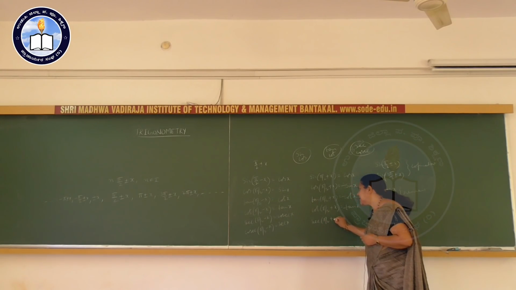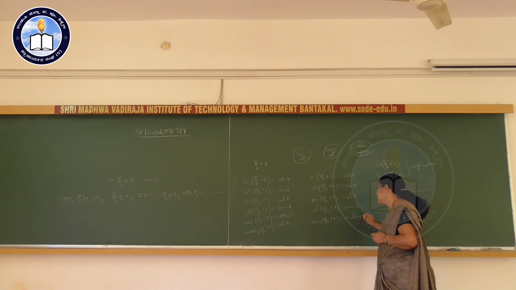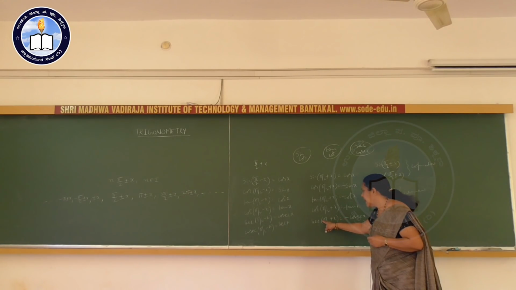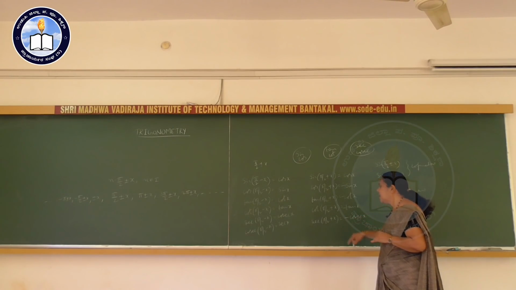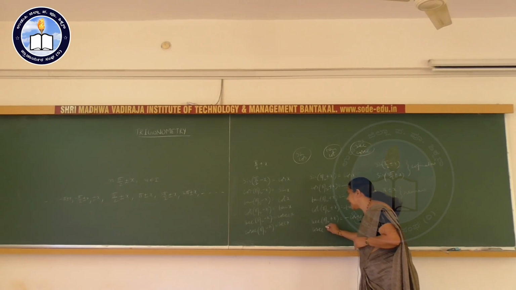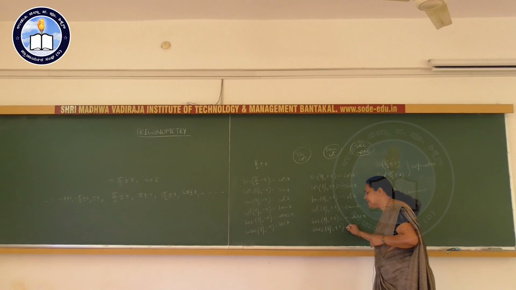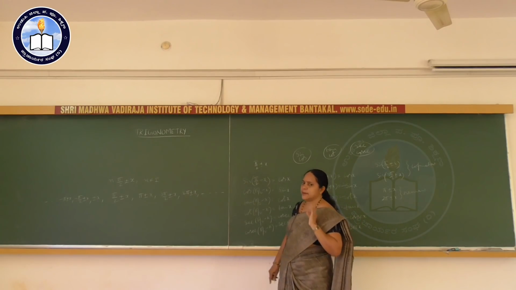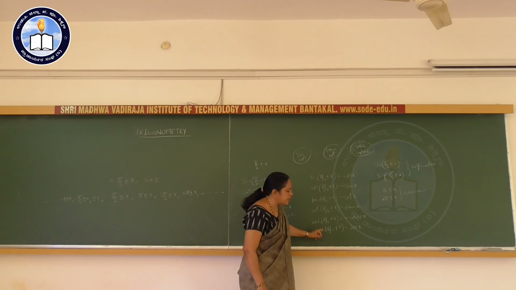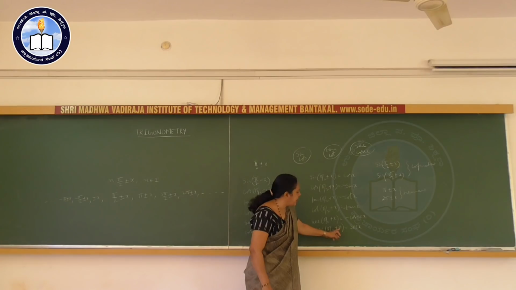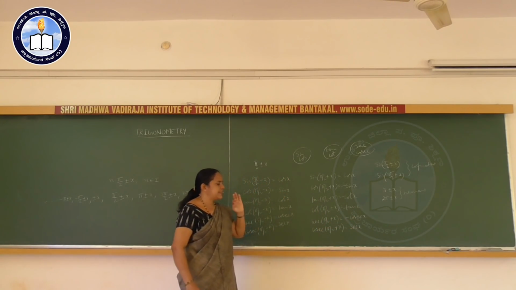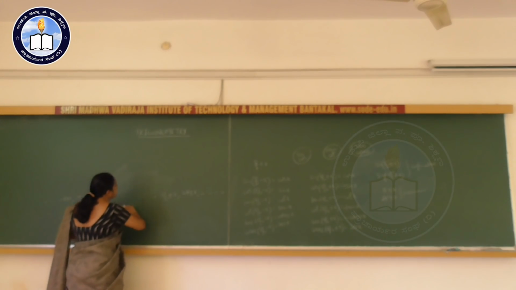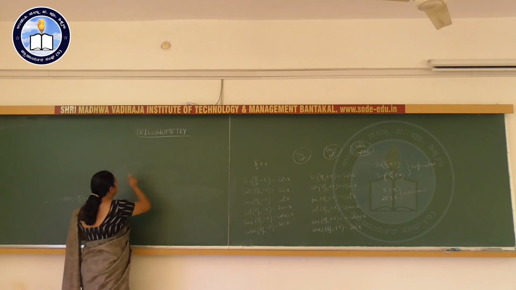Secant of pi by 2 plus x is equal to minus cosecant x, because in the second quadrant secant is negative, and since it's pi by 2, secant changes to its co-function cosecant. But cosecant of pi by 2 plus x is equal to plus secant x, because in the second quadrant cosecant is positive. Now, what are the allied angles of 180 plus or minus x, or pi plus or minus x?